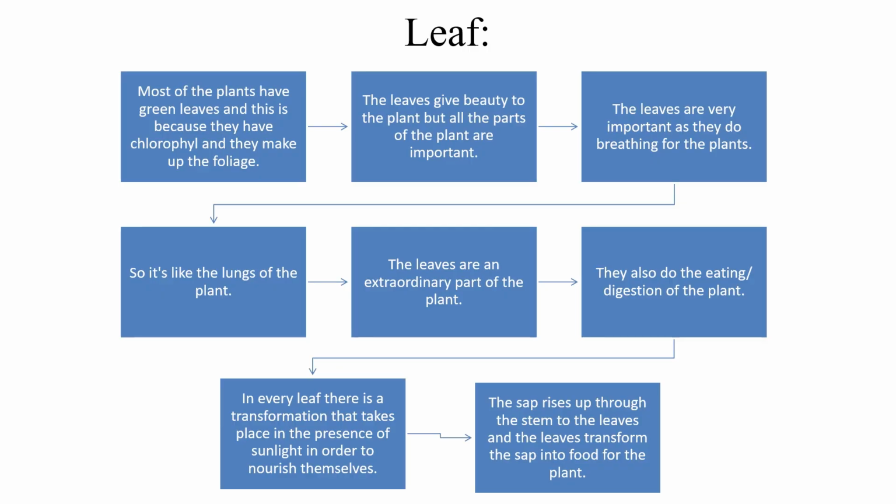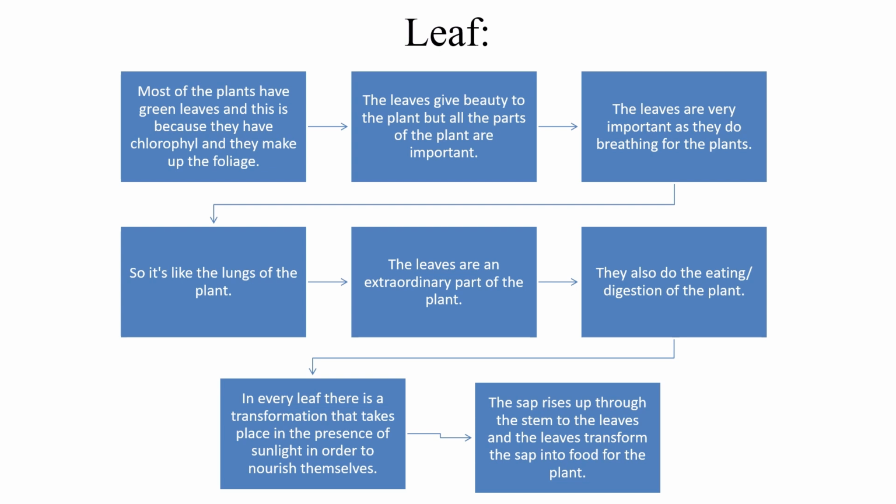Let's look at the leaf. Most of the plants have green leaves, and this is because they have chlorophyll and they make up the foliage. The leaves give beauty to the plant, but also the parts of the plant are very important. The leaves are very important as they do breathing for the plants. So it's like the lungs of the plant. The leaves are an extraordinary part of the plant. They also do the eating, digestion of the plant.